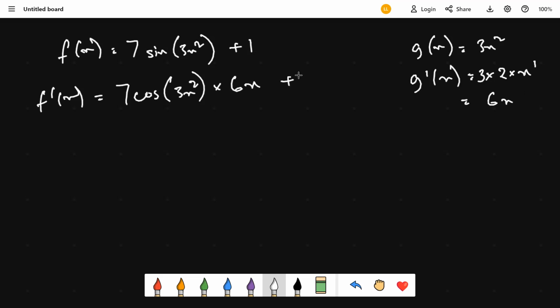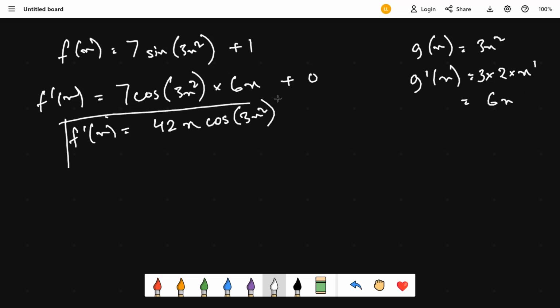And finally, the differentiation of 1, which is a constant. In our last problem, we just saw that differentiating 1, or any constant value, gives us 0. Now, simplifying the expression gives us 7 times 6, 42, times x times cos 3x squared. So that's our final result. And with that, we are actually done with our homework.